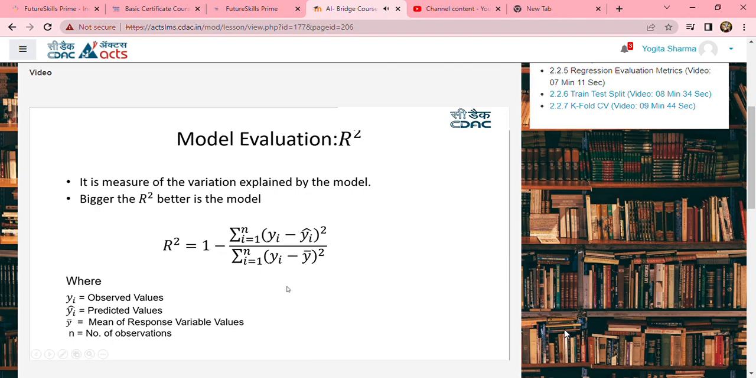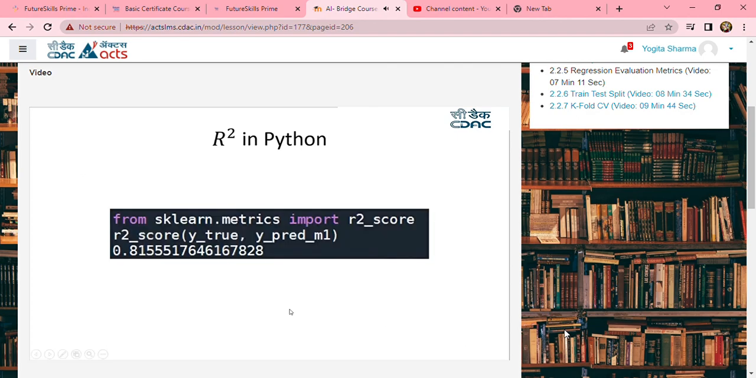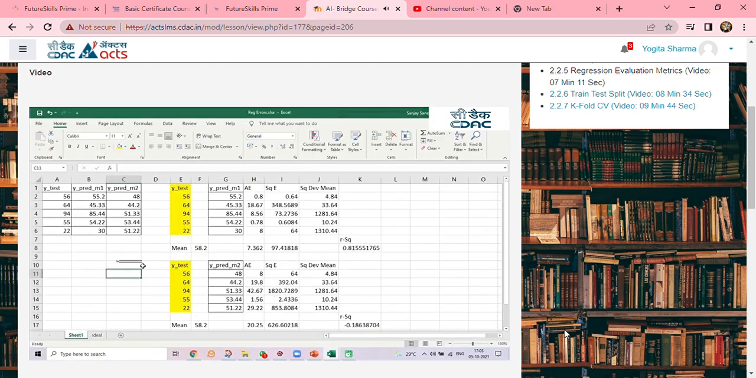One thing we can observe is that in the ideal scenario, when yi and yi cap are the same, the numerator of this term will be 0. Hence, the best value of R square score will be 1. And the worst value of the R square score can be anything. This R square is calculated based on yi cap, the predicted values. The R square score can be calculated with the scikit-learn function r2_score. Let us see one illustration of it.